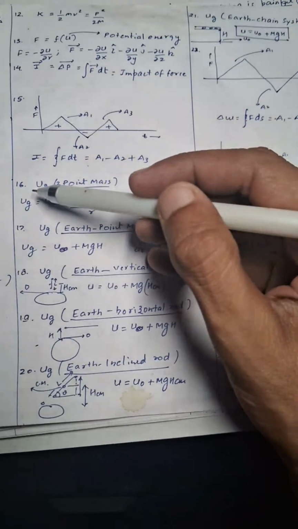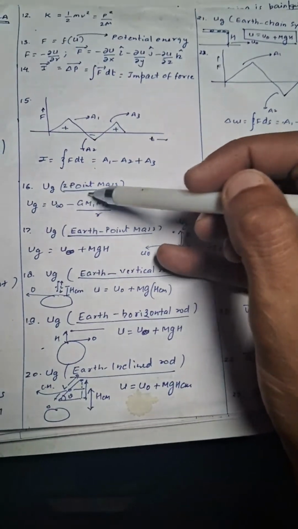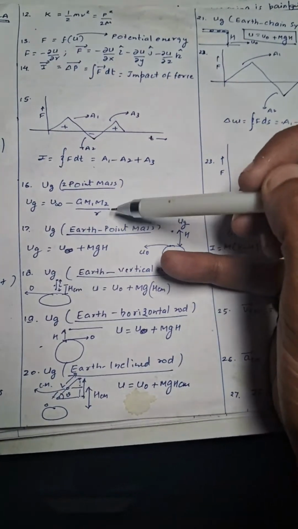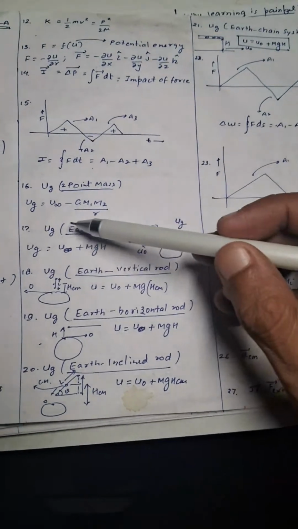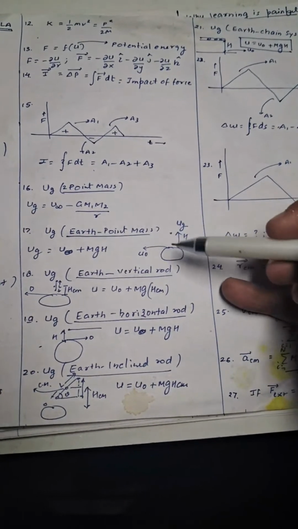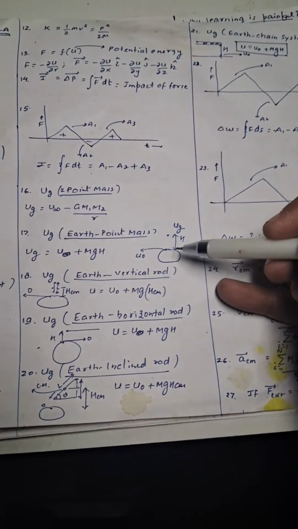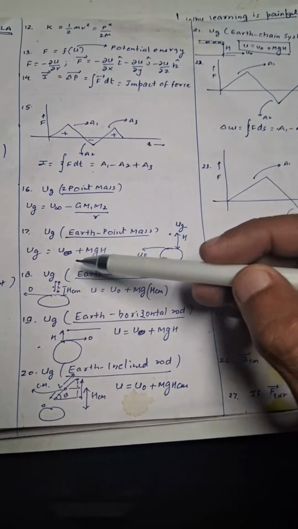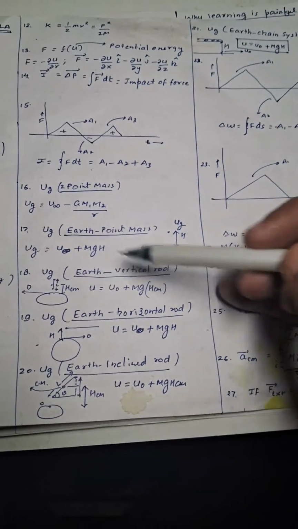Then we have another point regarding gravitational potential energy of a two-point mass system. So it is u infinity minus Gm1 m2 by r. Then we have another point for gravitational potential energy of earth and point mass system. So suppose the point mass is at a height of h from the surface of earth, so the potential energy comes out to be u infinity plus mgh.